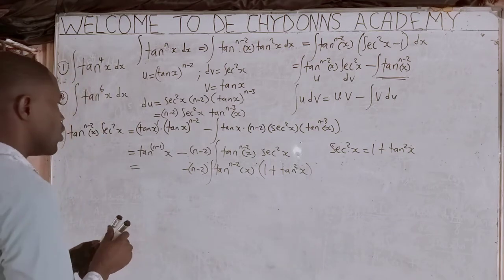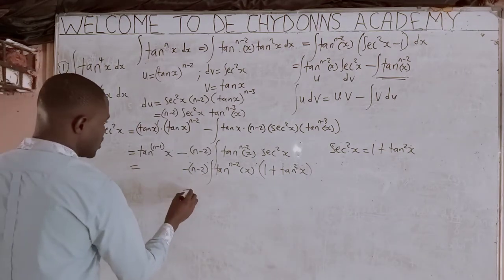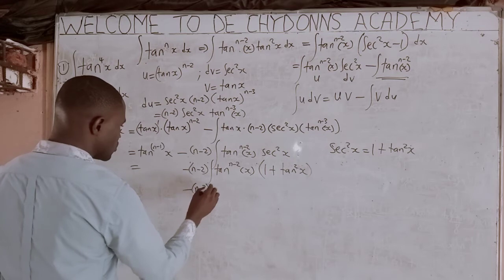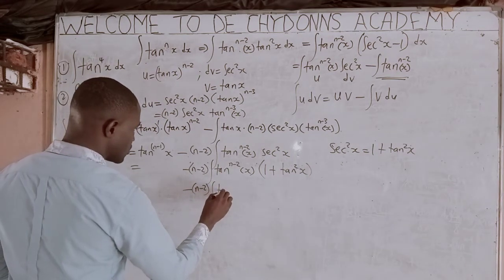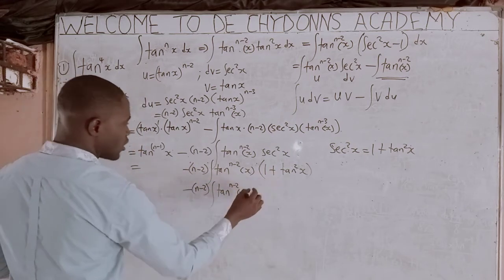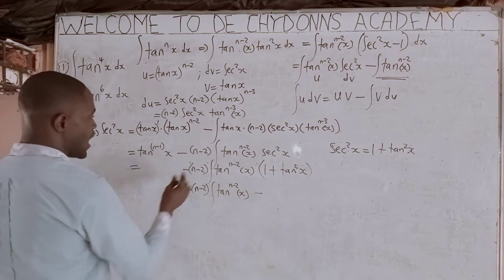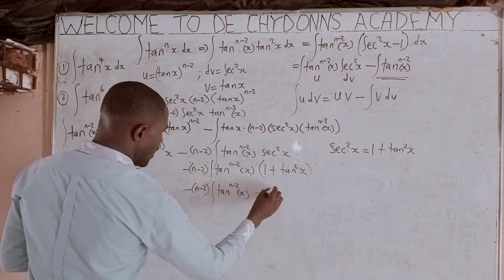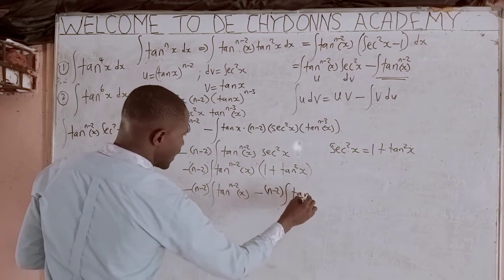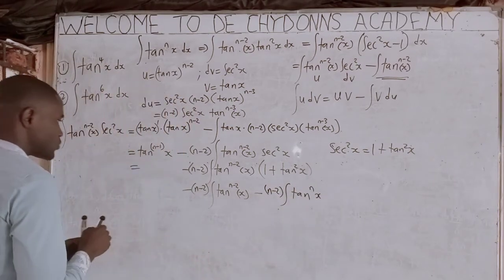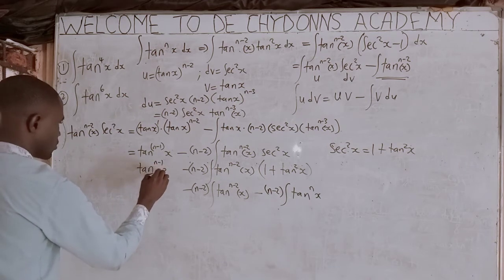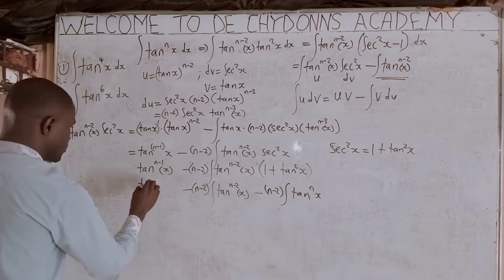Then we now expand it. Everything here will multiply 1, minus n minus 2 integration tan n minus 2 x, plus, everything times this, n minus 2 integration, n minus 2 plus 2, tan raised to power n x. We now attach the next one. We now bring it down.